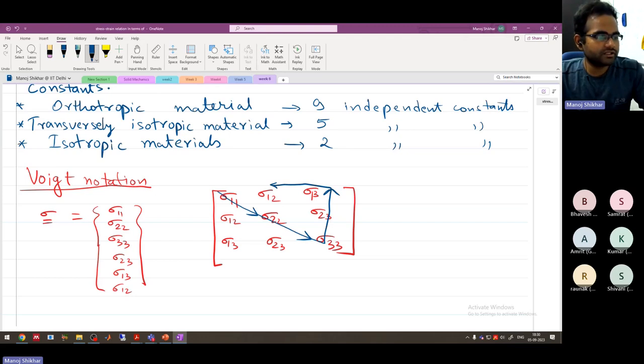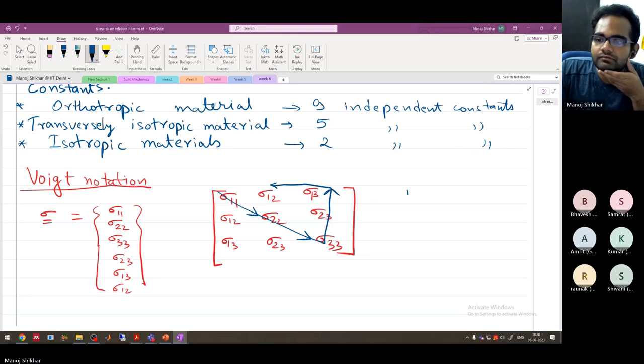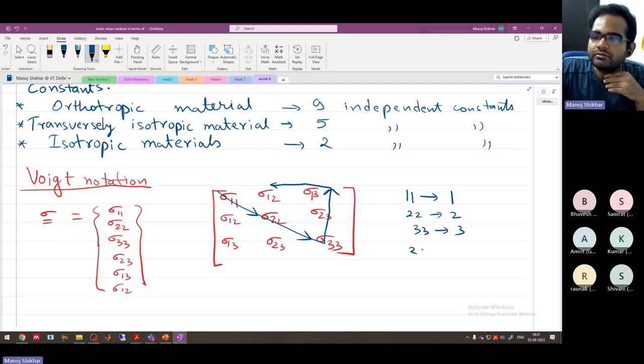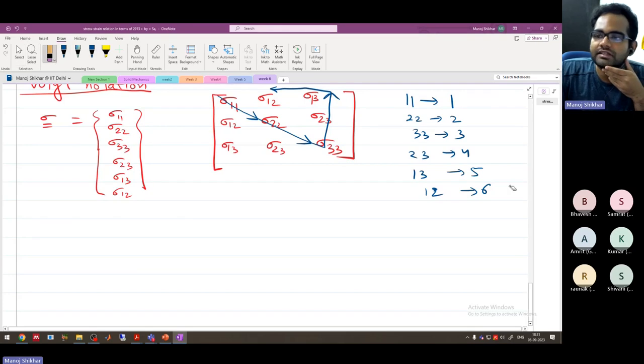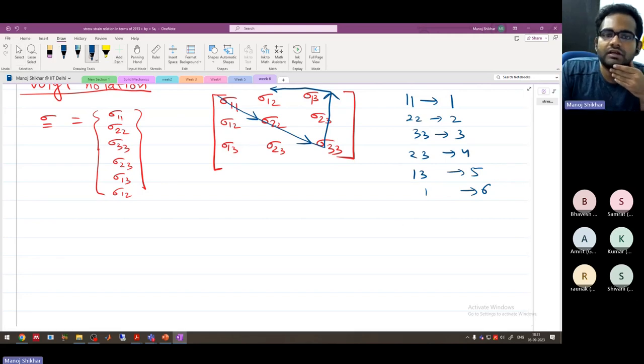Sometimes these components are also replaced by a single number. For example, you may find that some books replace 11 by 1, 22 by 2, 33 by 3, then 23 by 4, 13 by 5, and 12 by 6. So this will also depend upon the literature you are following. I have seen different notation also while going through different research papers. But the one I'm showing you here is the most widely used.